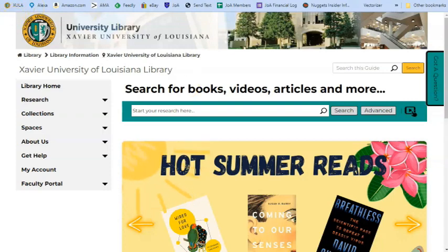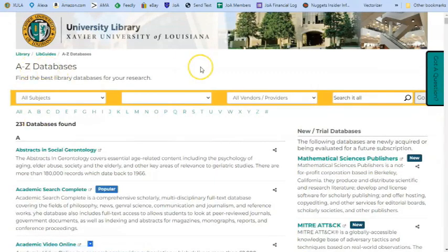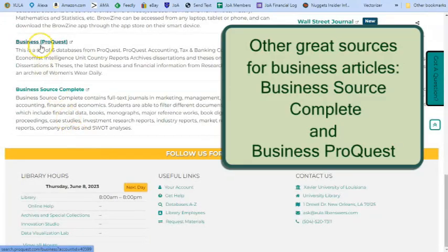So here I am on the library homepage, and I'm going to go to research and I'm going to go to databases. And now I'm in the A to Z list of all the different databases our library offers. Just as a side note, we have two great ones under B for business, Business ProQuest and Business Source Complete. Those are both really good for a lot of articles and reports for most business assignments.